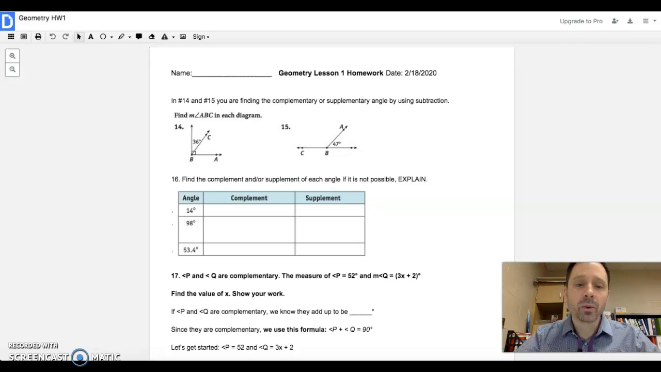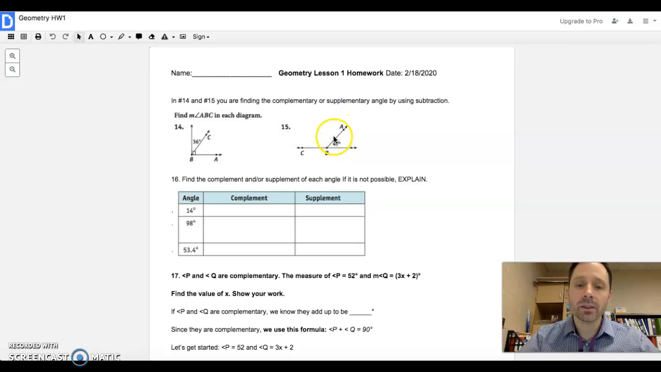All right, let's take a look at 14 and 15. Your basic visual diagrams. Number 14 is a complementary. How do I know that? Well, it's a 90-degree angle. And number 15 is supplementary, and I know that because this is a straight line, and this right here, the adjacent line, is creating a 180-degree angle.